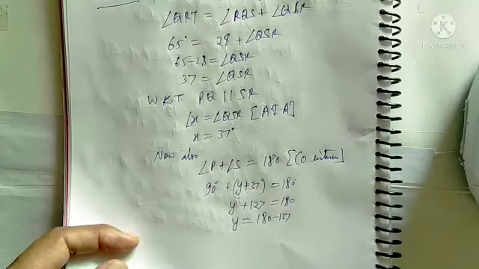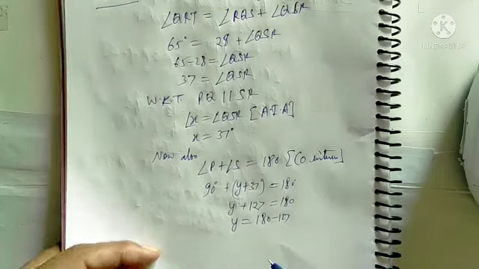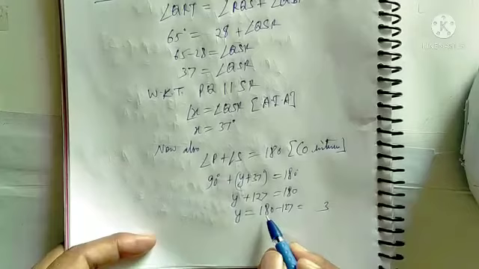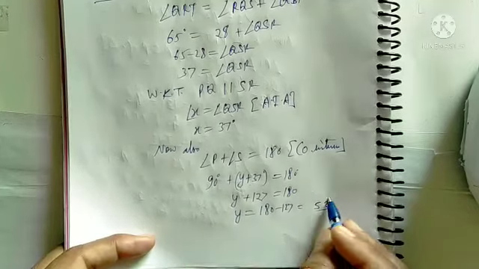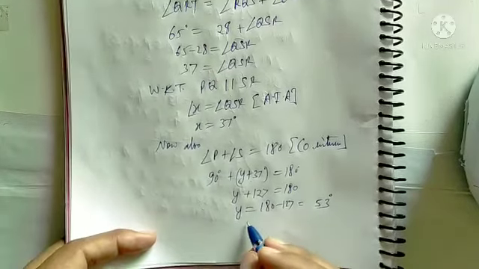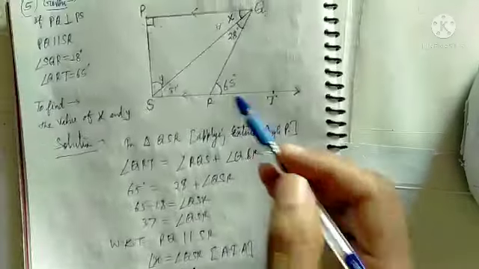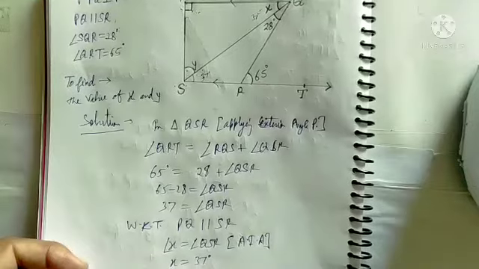If you subtract 127 from 180, then what will you get here? Subtract: this is 3, here 7 minus 2 is 5, so 53 only. So angle Y is equal to 53. So X is equal to 37 and Y is equal to 53. You got both values easily.